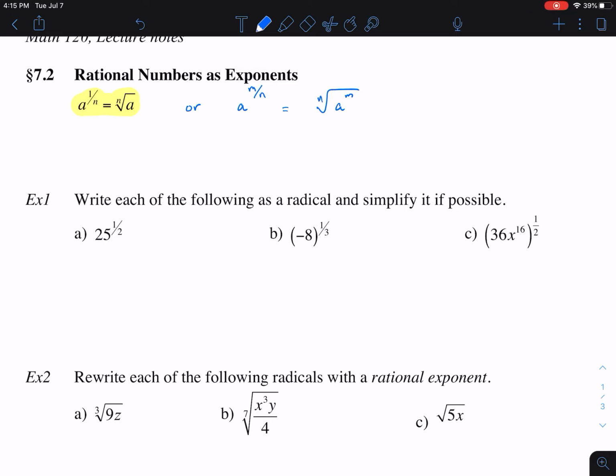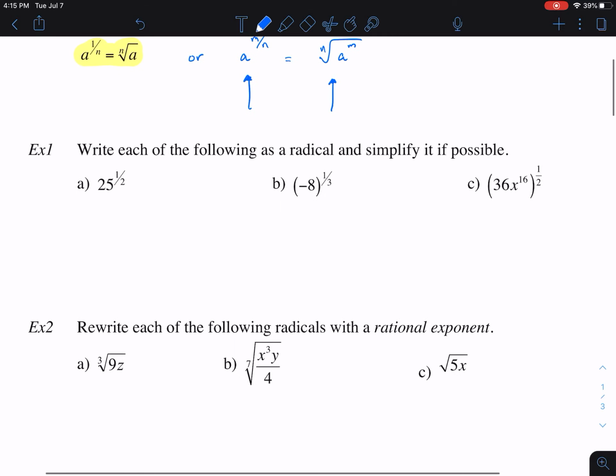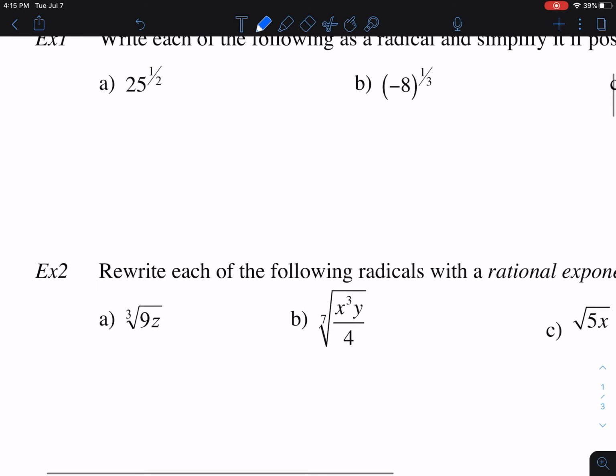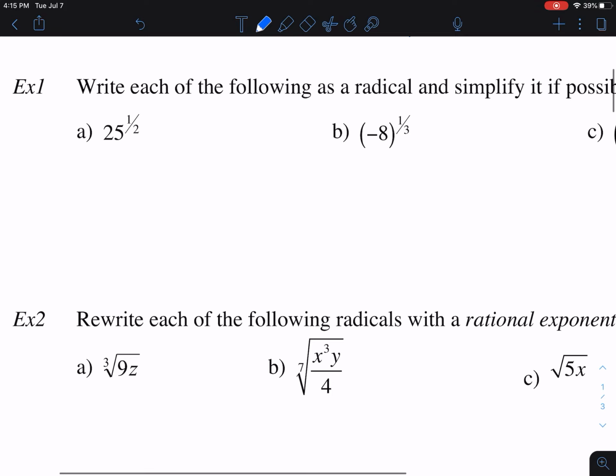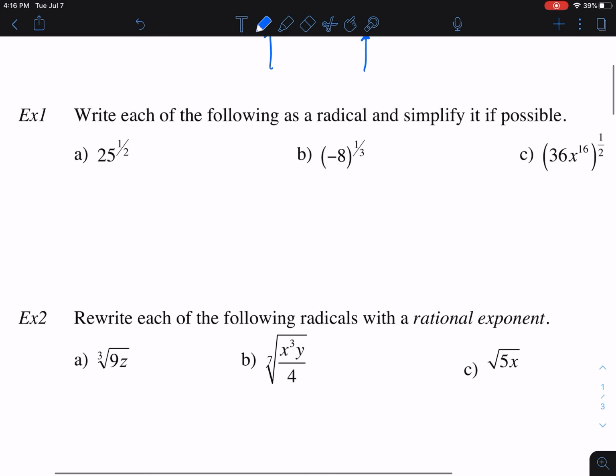So sometimes a radical expression is easier to simplify in this form or this form, or vice versa. It depends which form we prefer working with. So let's look at example 1. We just want to write the following radical expressions and simplify if possible.